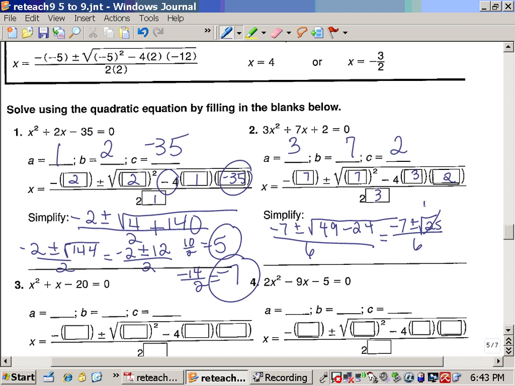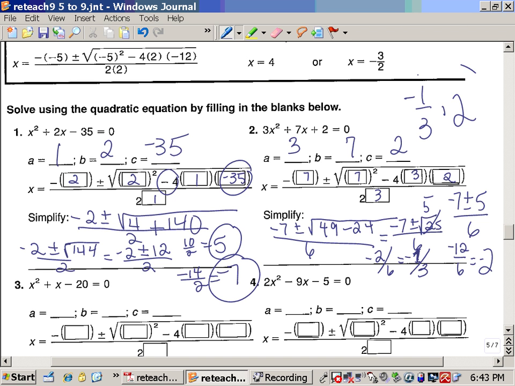Well, the square root of 25 is 5, so now I have negative 7 plus or minus 5 over 6. Negative 7 plus 5 is negative 2, and negative 2 over 6 is negative 1/3. Negative 7 minus 5 is negative 12 divided by 6, and that is negative 2. So my solutions are negative 1/3 and negative 2.